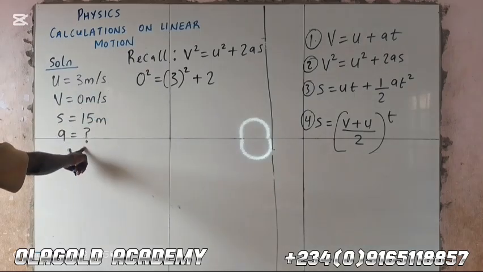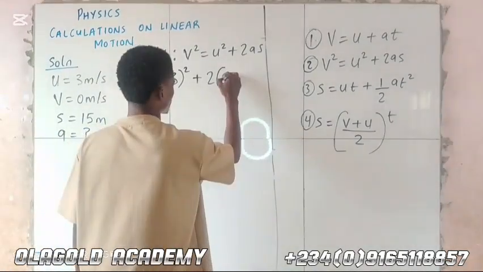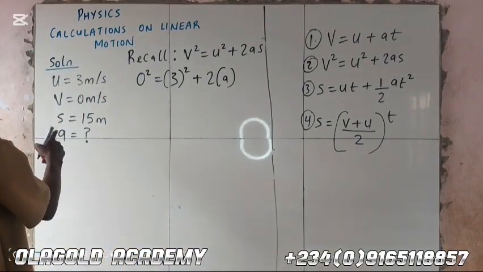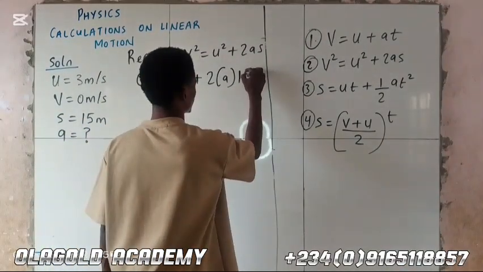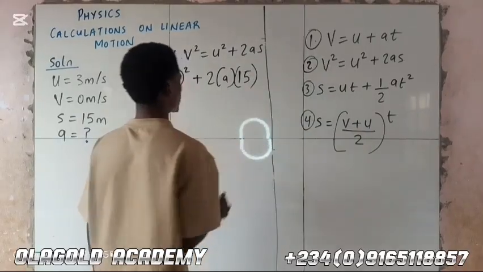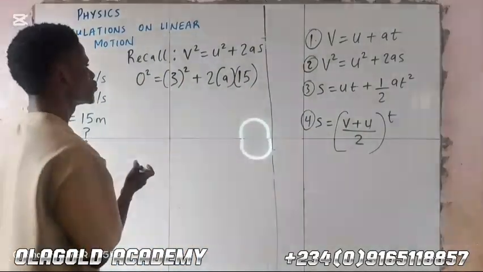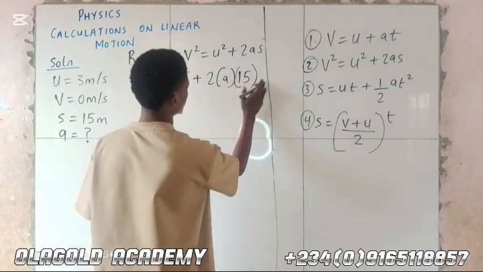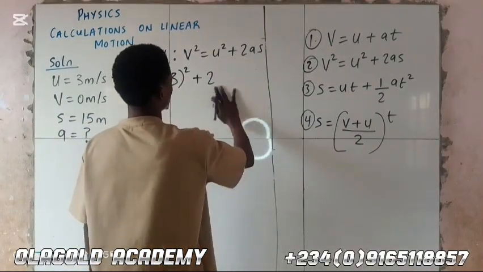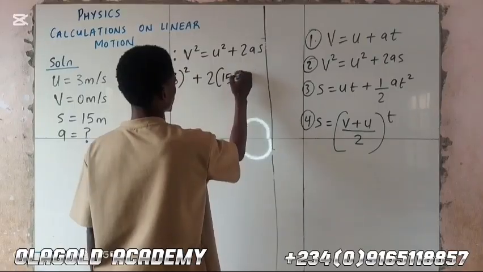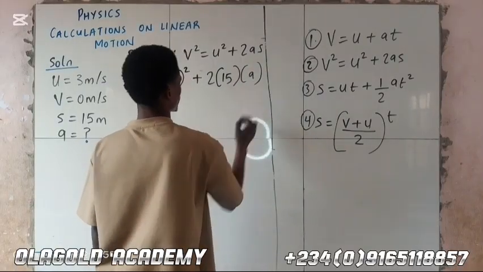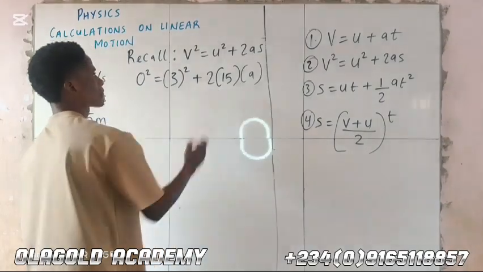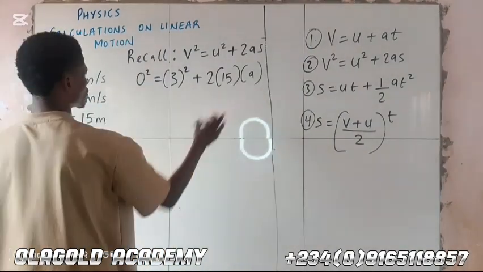Acceleration is not given, so we have a for acceleration. Distance is 15, so we have 15 here. It is better for me to bring the 15 here and bring the a here, so we have 15 before a. Any of the arrangements is correct, but it's more proper to arrange it this way.